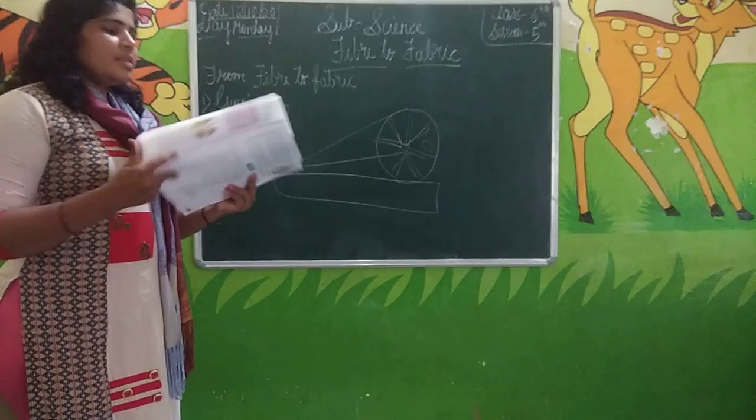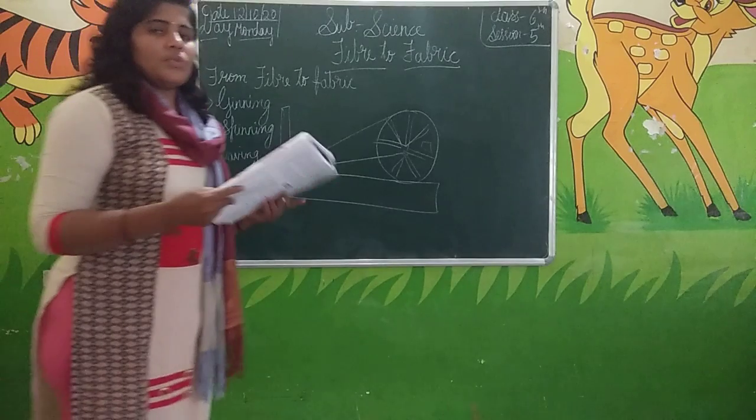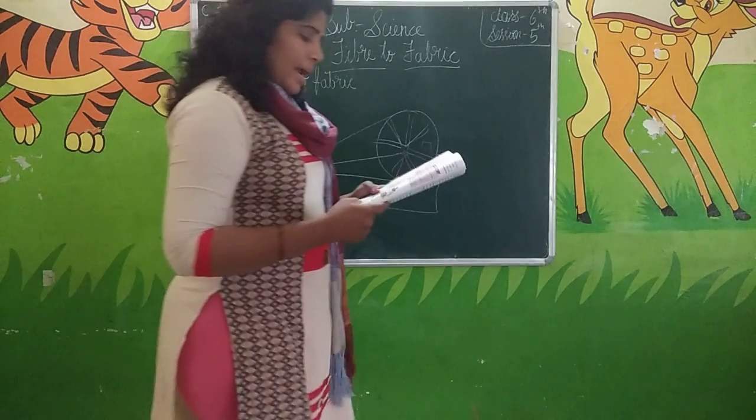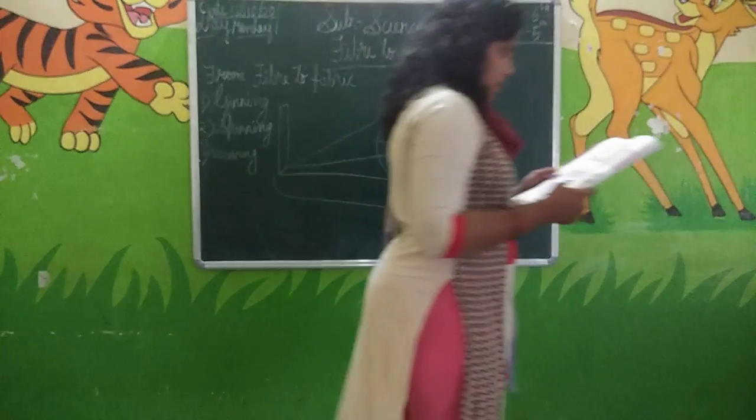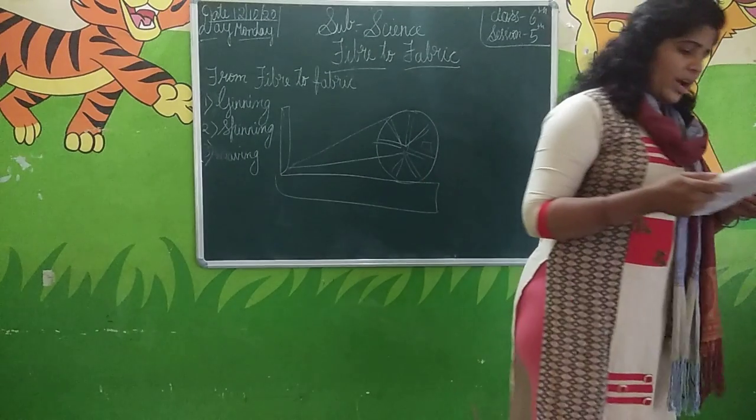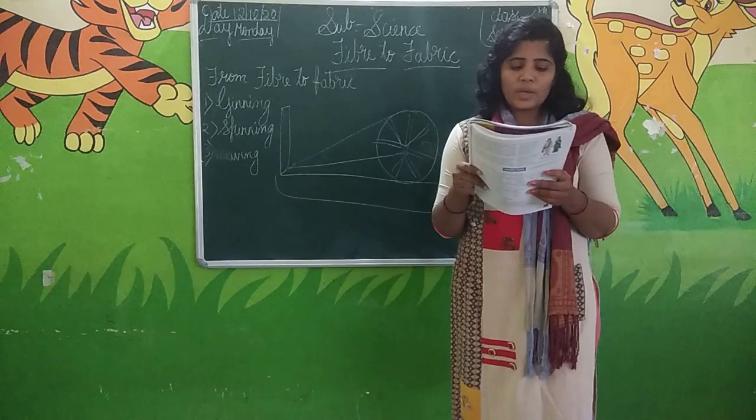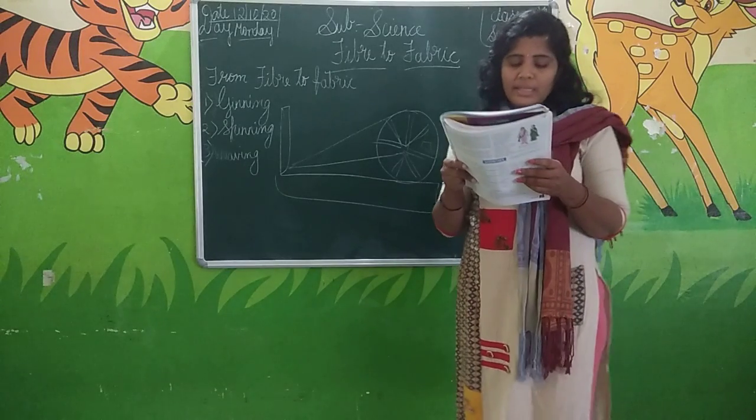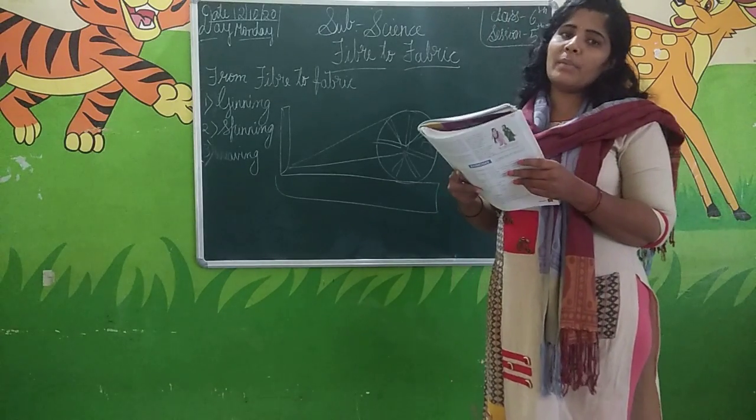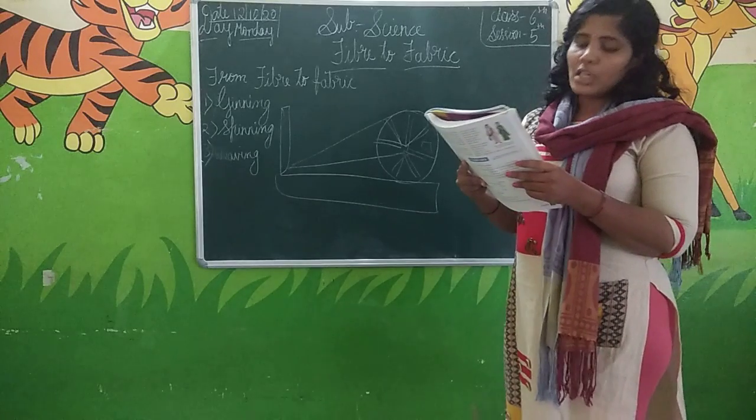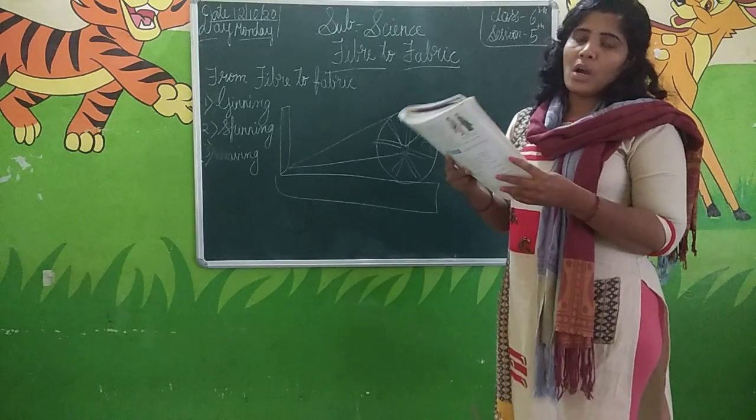This jute and cotton are available from plants. Next, we go for some other useful fibers. Silk and wool are obtained from animals. Wool comes from the sheep, and silk comes from the cocoon.